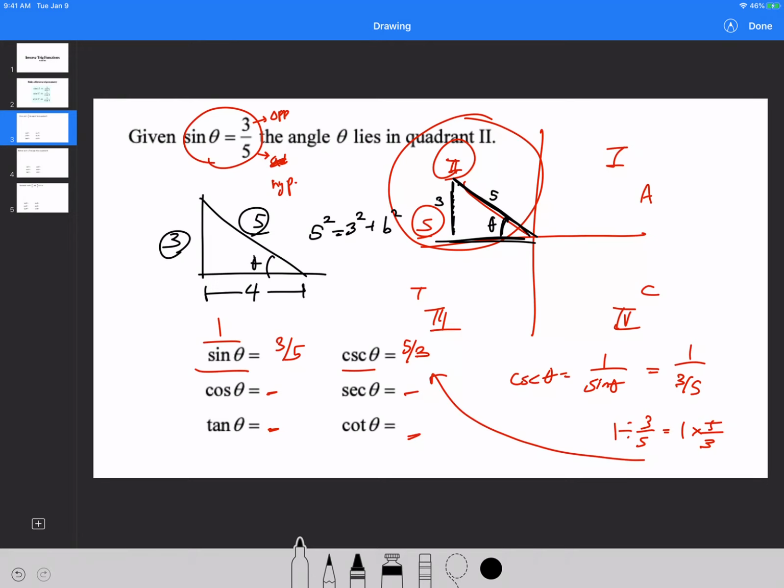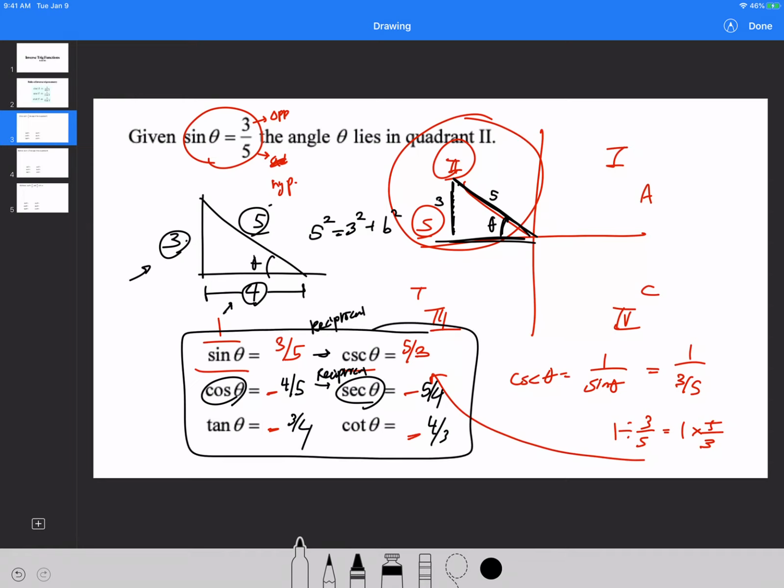Once you have your adjacent side, everything's a piece of cake, right? Cosine is adjacent over hypotenuse, so 4 over 5, but it's negative. Secant, therefore, would be 5 over 4. Remember, it's just a reciprocal of it. That's all you have to do. Tangent, on the other hand, is 3 over 4 because it's opposite over adjacent. Then the cotangent will be negative 4 over 3. These will be the 6 trig values in which you'll be asked to evaluate. Don't worry, you will not be asked to find anything more than that. This is the extent of how many trig functions there will be.